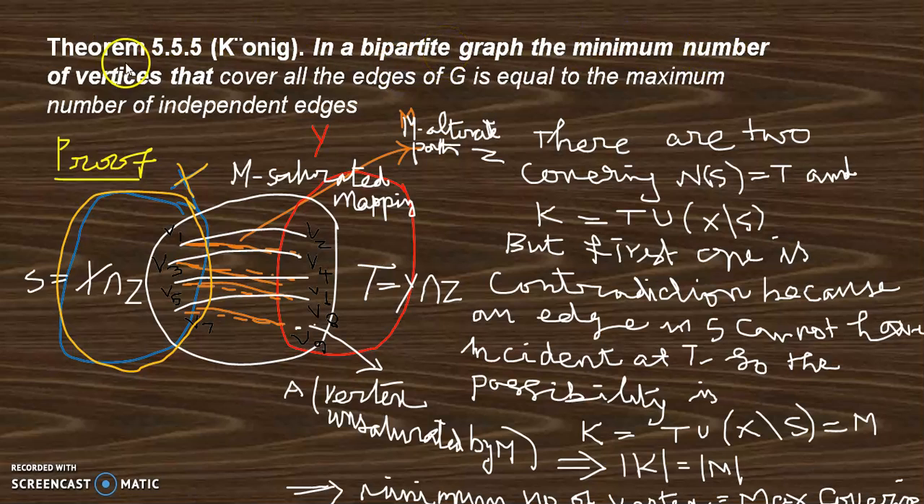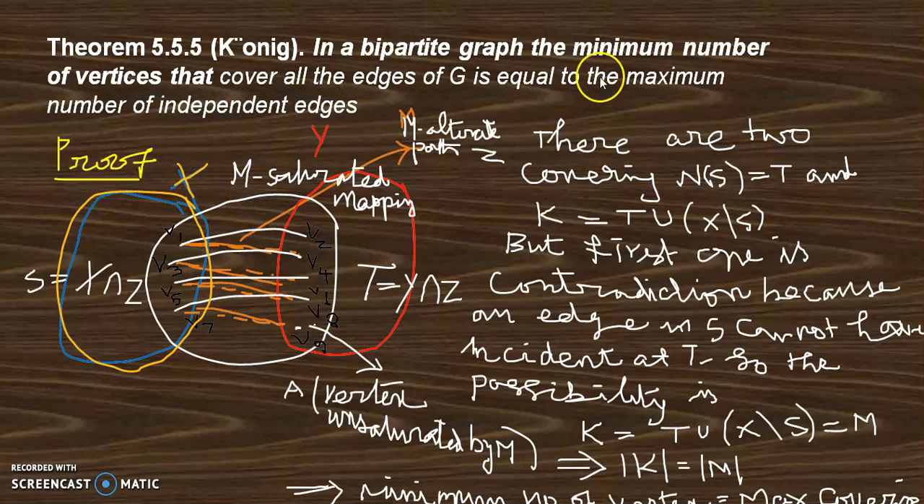The minimum number of vertices, meaning the minimum number of independent vertices that cover all the edges of G, is exactly equal to the maximum number of independent edges. There is a connection between the minimum number of vertices and the maximum number of independent edges. That is what we have to prove here. Now let us prove that.